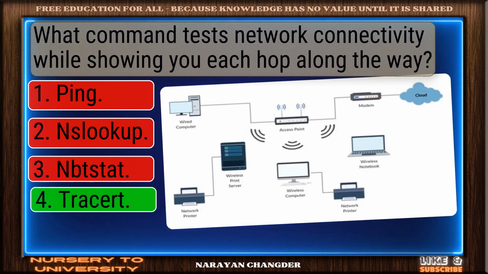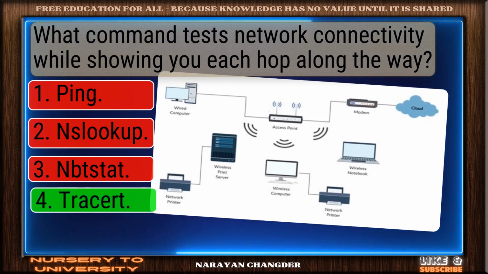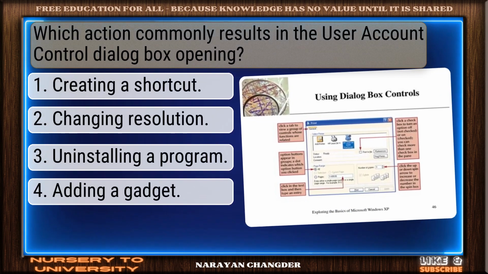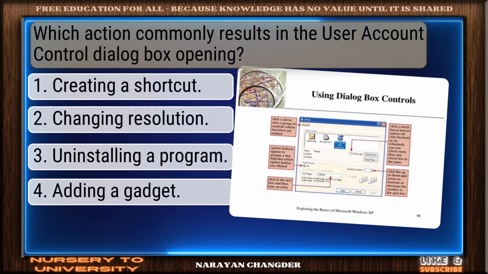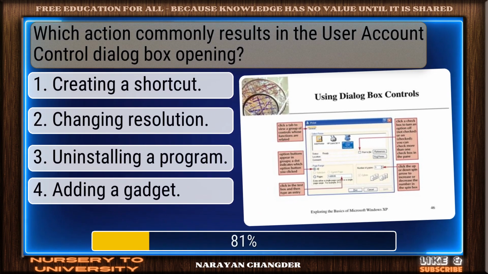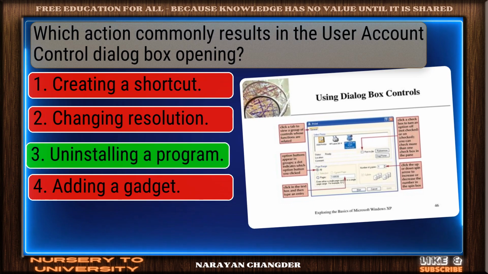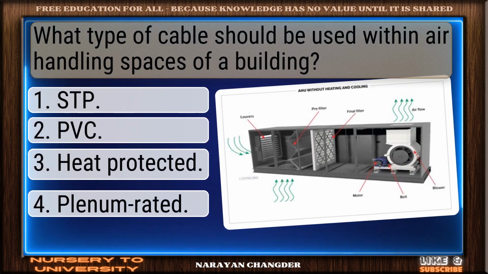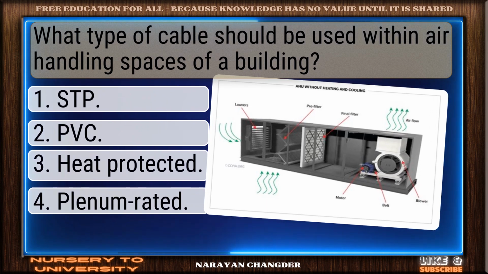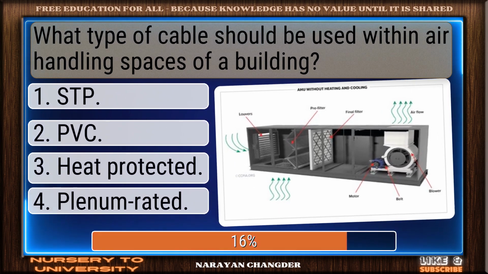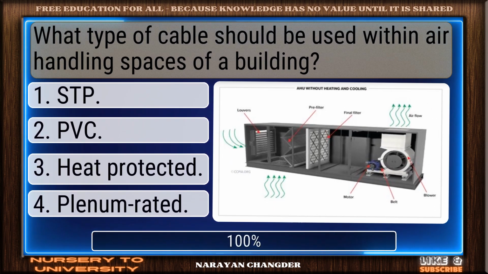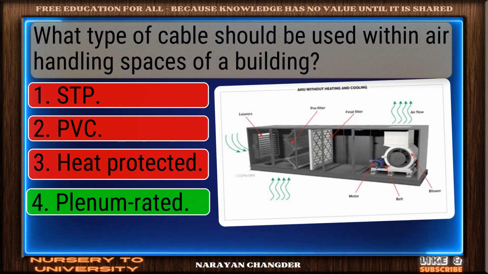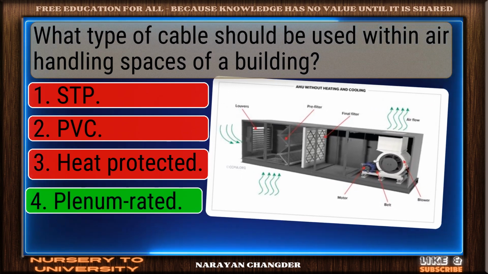You chose Tracert, and it is correct. Which action commonly results in the User Account Control dialog box opening? Valid point. Uninstalling a program is true. What type of cable should be used within air handling spaces of a building? Correct response. Plenum rated is the most accurate answer.